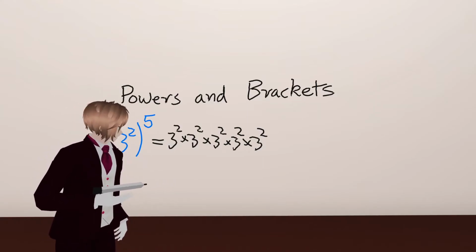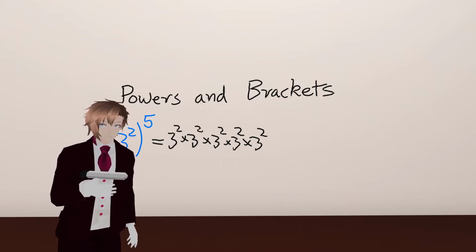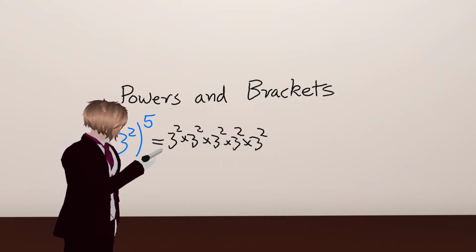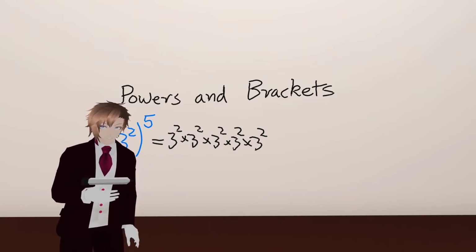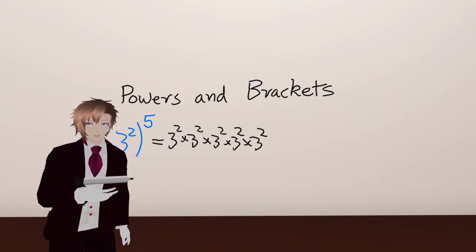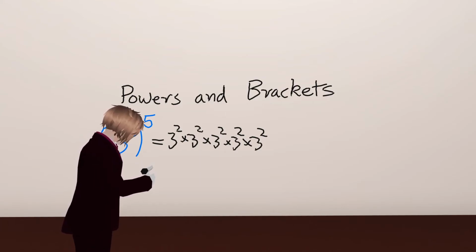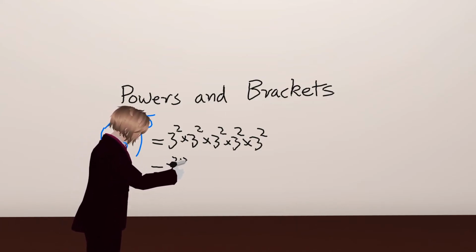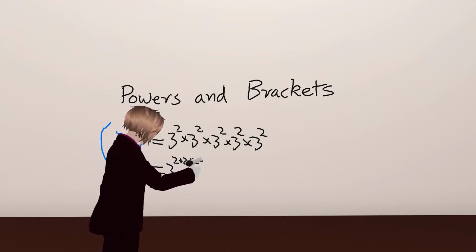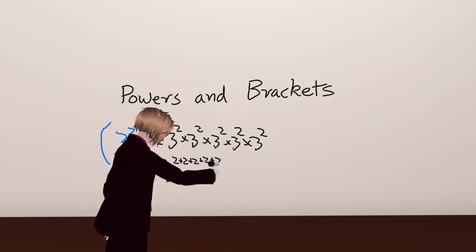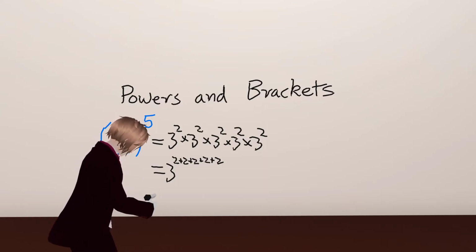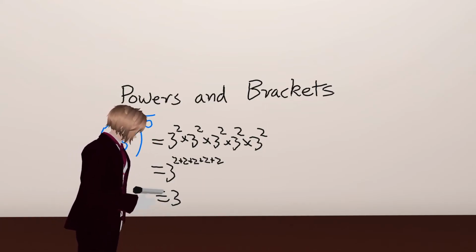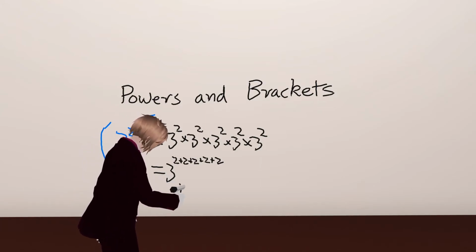And now we're in a familiar situation. If you look back to the first example, when we have numbers with the same base, we just add the powers together. So this would just be 3 to the power of 2 plus 2 plus 2 plus 2 plus 2, which would give you 3 to the power of 10.